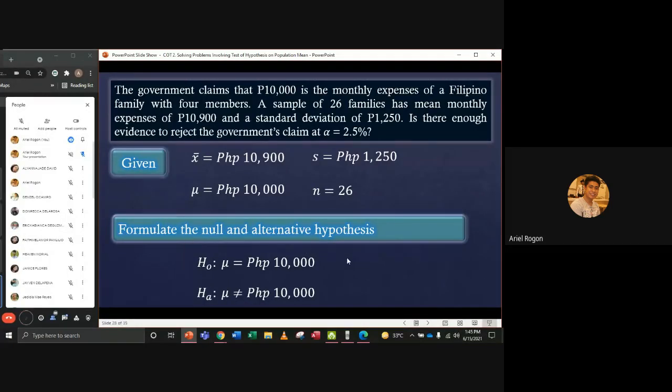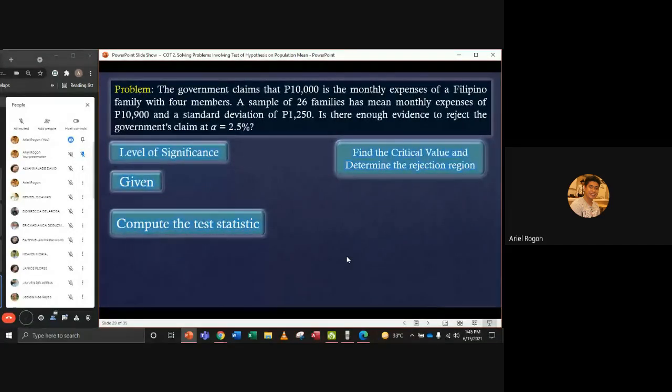So after formulating the null and alternative hypothesis, let us proceed now to the level of significance. So what will be our level of significance? Okay, chat na lang sa chat box. Okay, you may use our chat box. So the level of significance is 2.5% or 0.025.